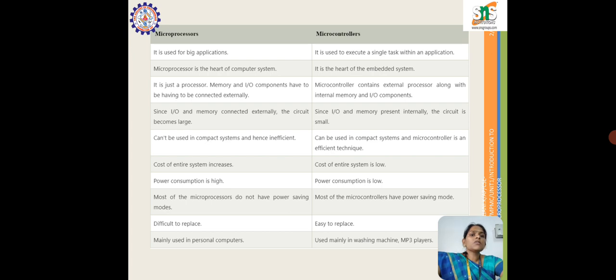In a microprocessor, power consumption is high, whereas in a microcontroller the power consumption is low. A microprocessor doesn't have power saving modes, whereas a microcontroller has a power saving mode. A microprocessor is difficult to replace, and a microcontroller can be easily replaced when there is any malfunction. A microprocessor is mainly used in personal computers, and a microcontroller is used in washing machines and MP3 players.